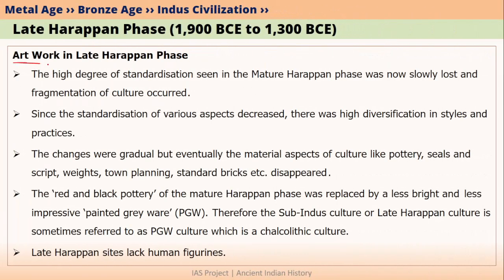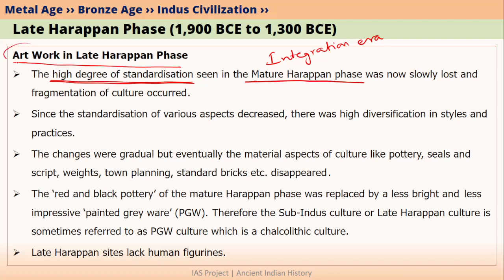Now let's talk about the artwork that was done in late Harappan phase. We know that mature Harappan phase was basically an integration era. That is why in mature Harappan phase, there was a high degree of uniformity or high degree of standardization in terms of artwork. However, in the late Harappan phase, people started to move into the villages and that is why we call late Harappan phase as localization era. So because of this localization, the high degree of standardization that was existing in mature Harappan phase was now slowly lost. And eventually, the culture itself has fragmented.